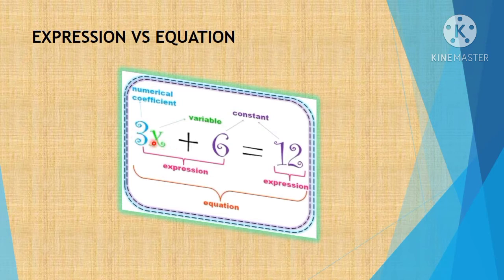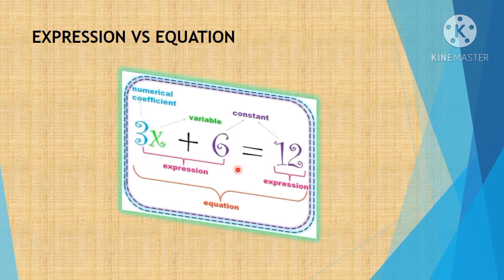Okay, children, listen carefully. So 3x plus 6 is an expression. So together 3x plus 6 equal to 12 is known as an equation. An equation will always have an equality symbol. Then what you have to keep in mind? So the 6 and 12 we can say it is a constant. So in this equation, find out the constant term. We can say 6 and 12 are the constant terms.